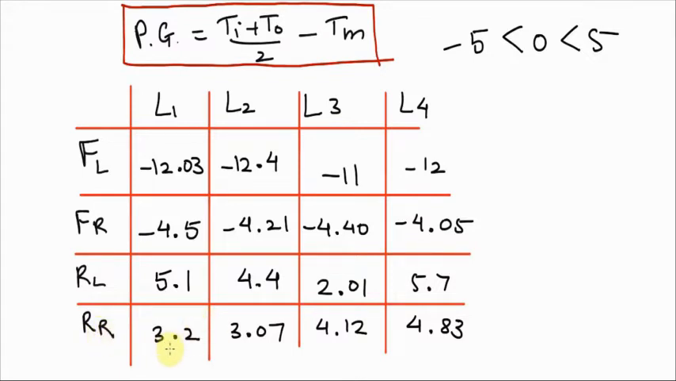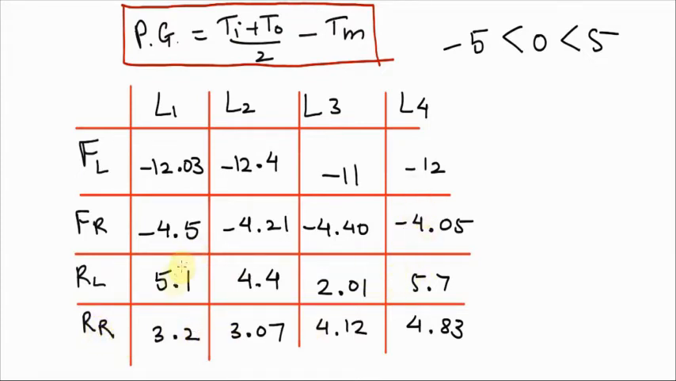Now here we have 3.2, 3.07, 4.12, 4.83. So basically these values lie between 0 and 5 on the positive side. Yeah, we can take these values into consideration, and it will be okay if no air is removed from this tire, and among all the four tires the performance will be the best from the rear right tire.